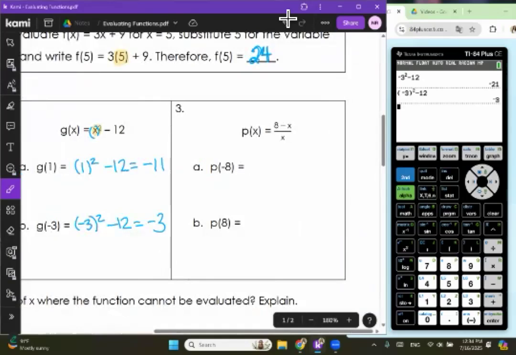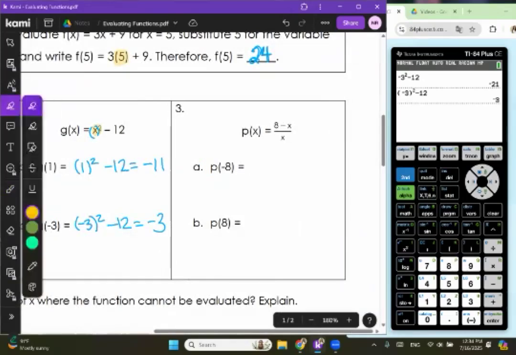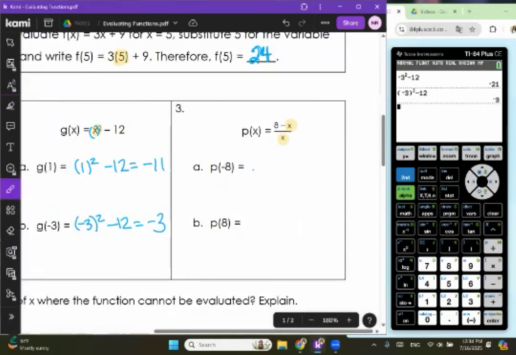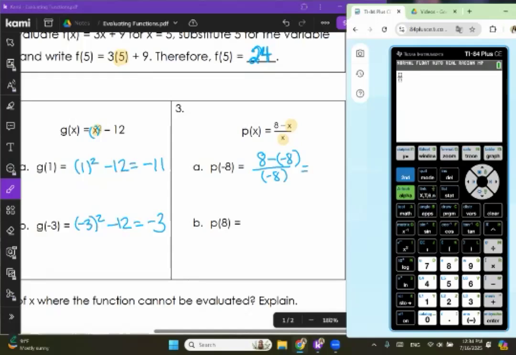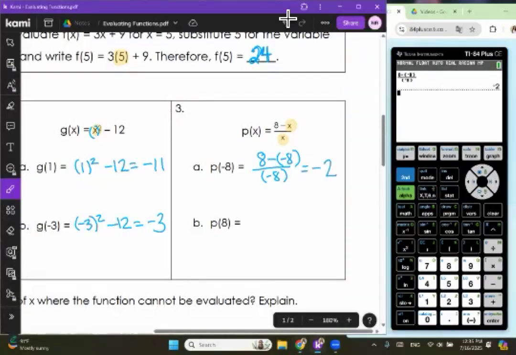Okay, this time we're going to substitute it into a fraction. But what do you notice about that fraction? It has 2 spots where you need to plug that number into. Okay, so we start with 8 minus -8. And on the bottom, another -8. That's going to be fun to type in. -8. And I forgot to put my minus sign. Okay. And a -8 on the bottom. We get -2.